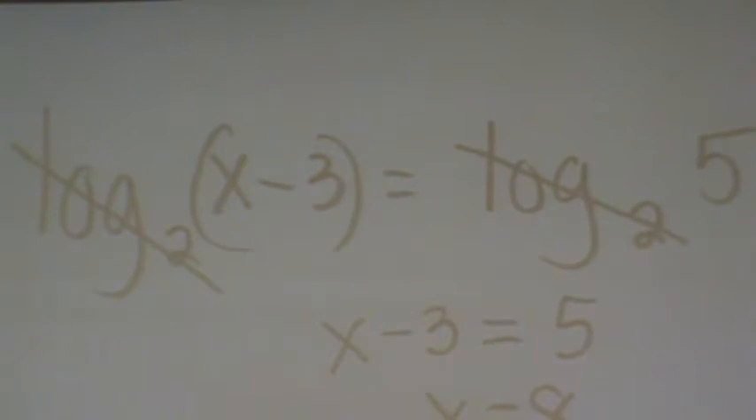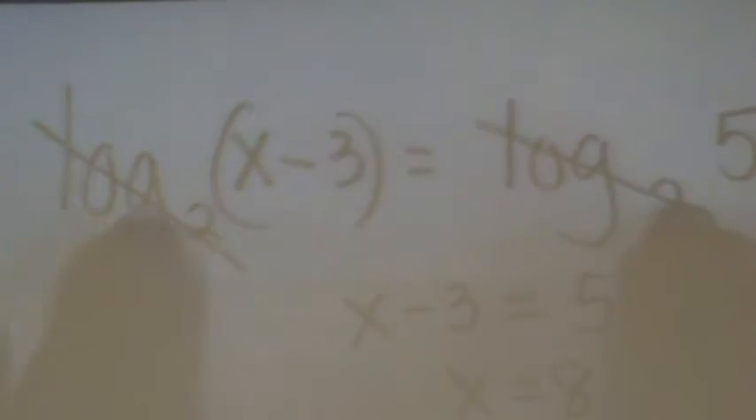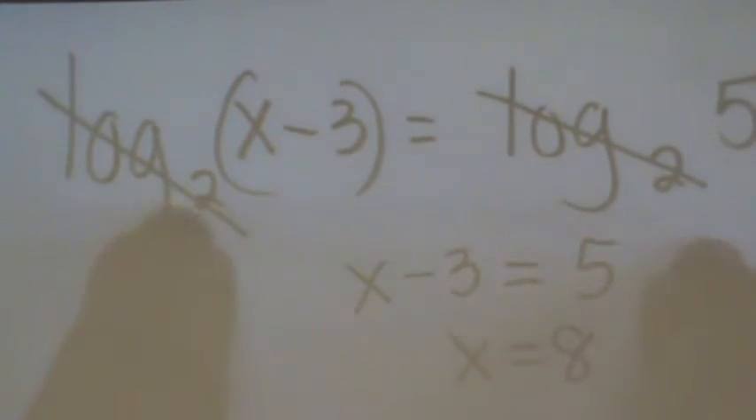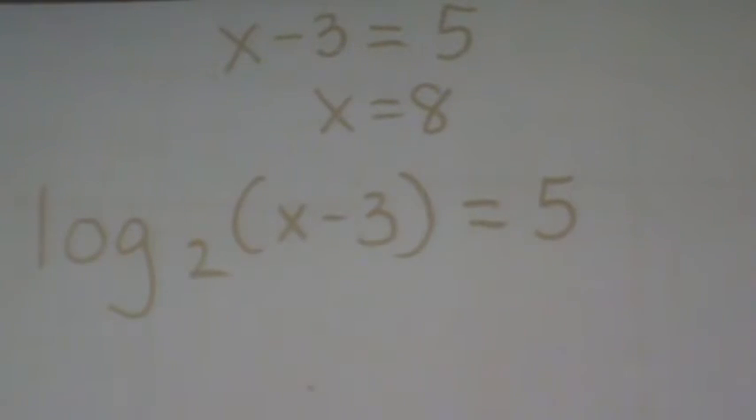But if you don't have a log base 2, or whatever the base is, on each side, you can't cross them out. What you would do in this case, let's say I gave you this problem. Now this one, I don't have a log on both sides. I don't have a one to one. I can't cross out that log base 2.